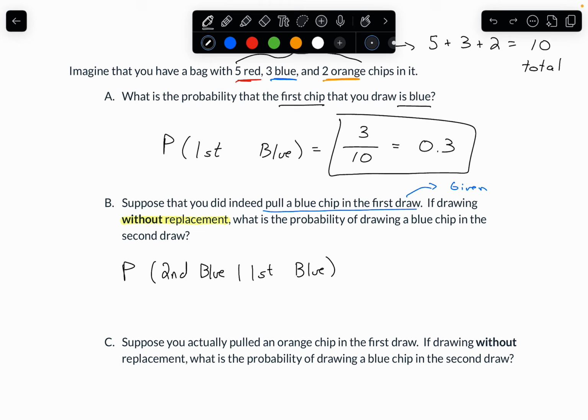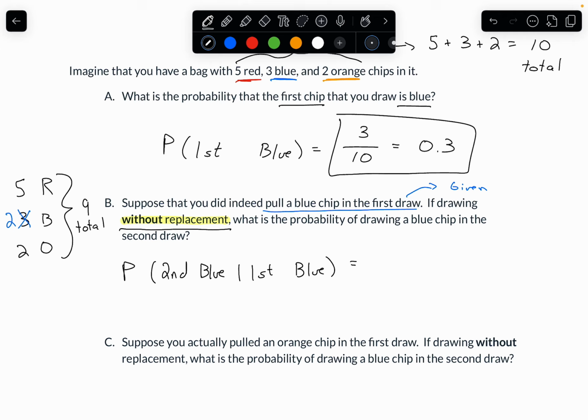When I sample without replacement, what that means is I started off with 5 red and 3 blue and 2 orange chips. And this is saying, suppose that the first one is blue, and I am not going to replace it, which means I take it out of the bag and I put it to the side, and I'm going to take another chip from the bag, but I have 1 fewer chip left. I don't have 3 blue chips. I now have 2 blue chips left after I've taken that out. So what this means is it changes my sample size. If I take 5 plus 2 plus 2, I've got 9 total this time around.